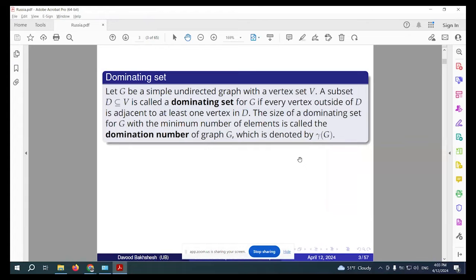Okay, the first definition is dominating set. Consider a graph G with vertex set V, a simple undirected graph. A subset D is called a dominating set for G if every vertex outside of D is adjacent to at least one vertex in D. The size of a dominating set with the minimum number of elements is called the domination number and denoted by gamma(G).